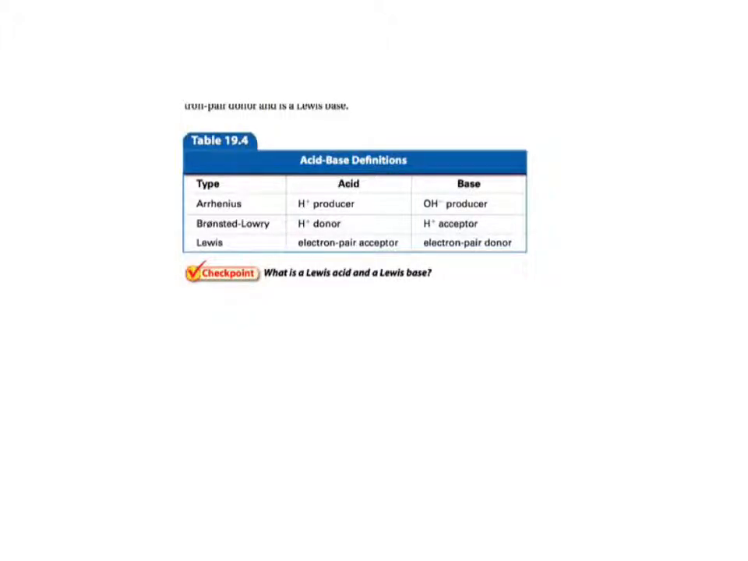Now, as I said before, when you look at the different definitions of acids and bases, this is a chart from your textbook. I can't remember what page, but it's in table 19-4, so you can go look that up. They look at the different types of definitions, okay? The reason these definitions came about, the Arrhenius, the Bronsted-Lowry, and the Lewis, is because you really can't just consider an acid and a base in such simple terminology as it relates to chemistry.